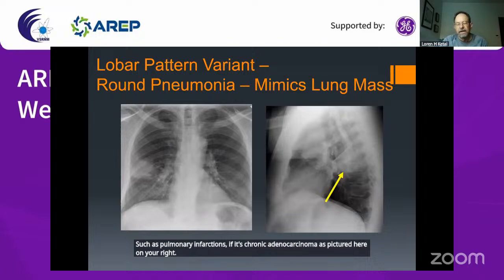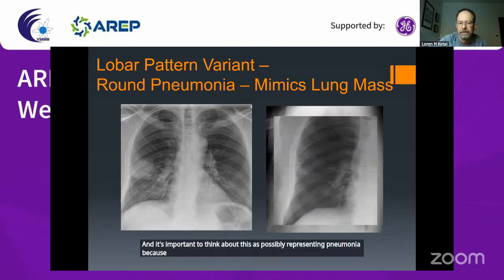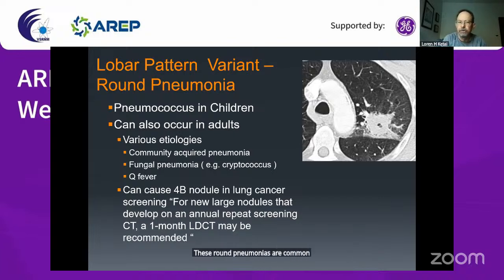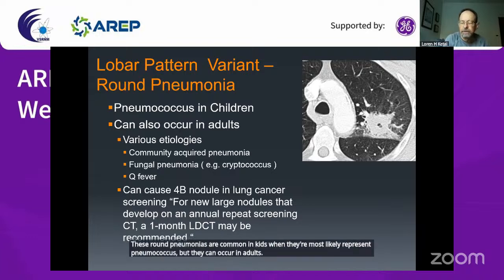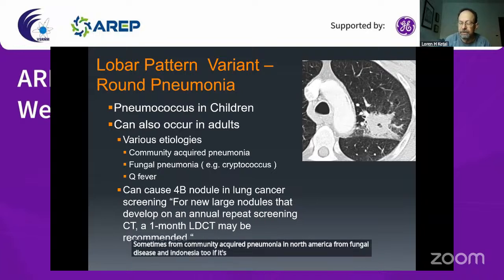Okay. A variant of lobar pneumonia is a round pneumonia, which can mimic a lung mass, as you can see here. And it's important to think about this as possibly representing pneumonia because it can resolve. These round pneumonias are common in kids, where they most likely represent pneumococcus, but they can occur in adults, sometimes from community-acquired pneumonia in North America, from fungal disease, and in Asia too, if it's caused by cryptococcus, and by Q fever, which is uncommon.